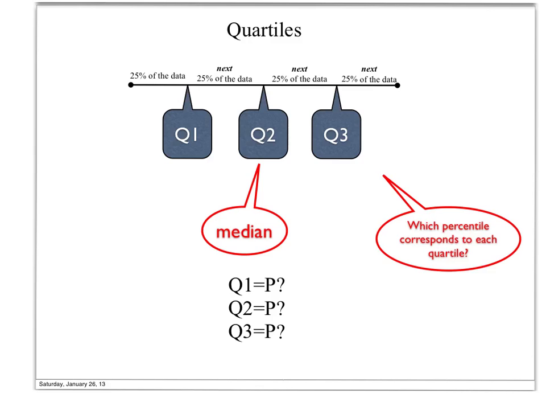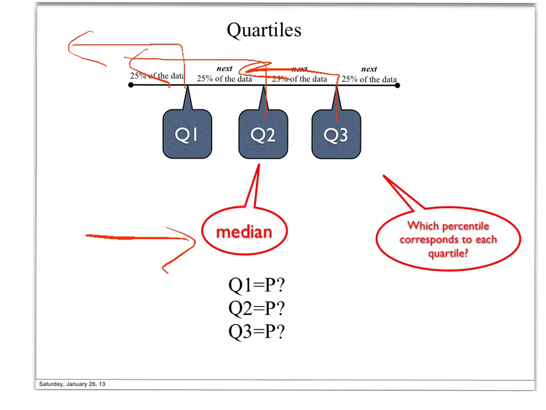Quartiles are very similar to percentiles, except with quartiles we simply divide the data into 4 chunks, and so there are 3 quartiles. The first quartile cuts off 25% of the data. The second quartile cuts off 50% of the data, and so it's the same as the median. And the third quartile cuts off 75% of the data to its left.